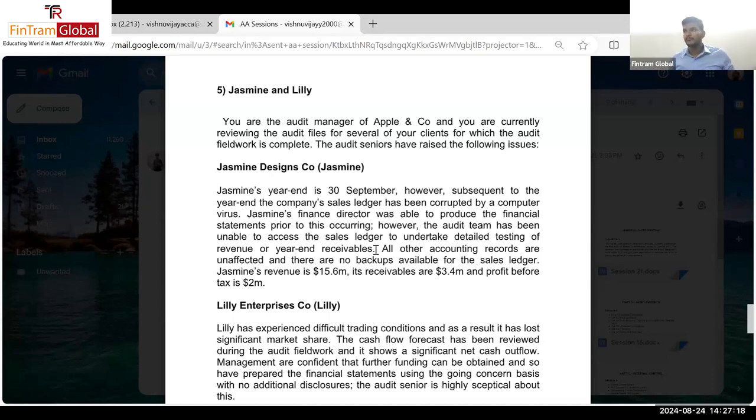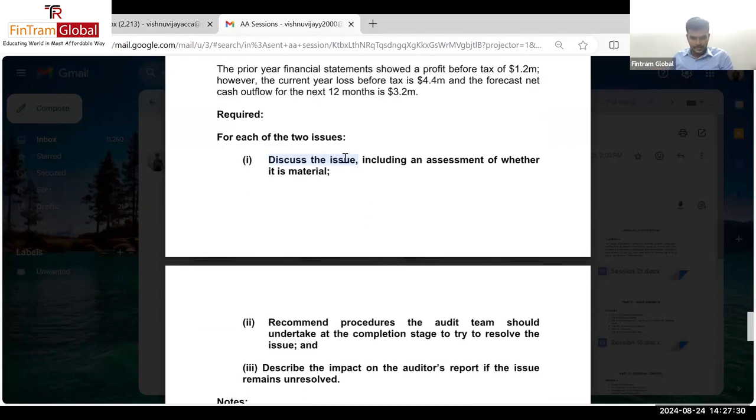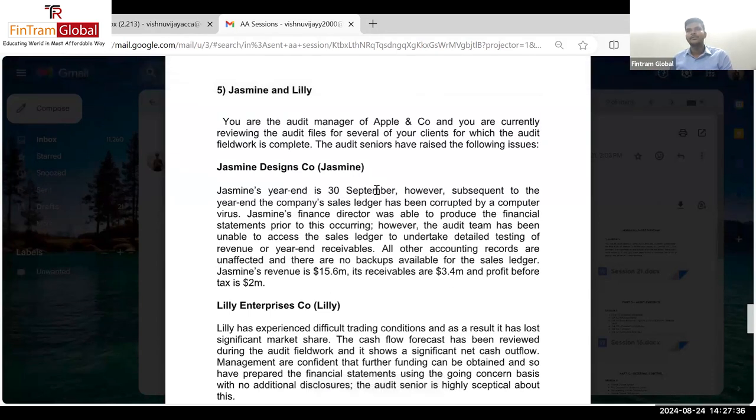Sales ledger is not available. That means the revenue may be overstated or understated. So that's an audit risk, yes. Right? So what is the first thing that you have to do? Discuss the issue, including the assessment of whether it is material. Is it material? Yes. How do you mean? Because we are not sure of sales figures.